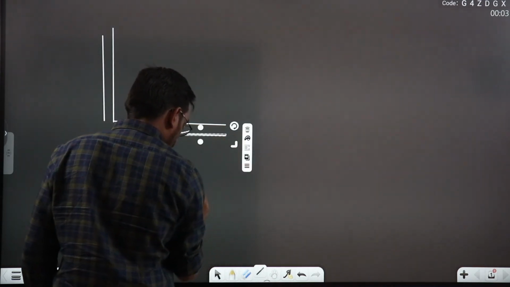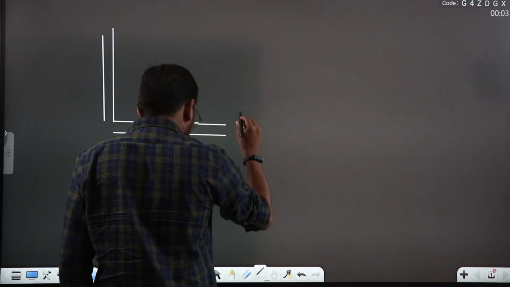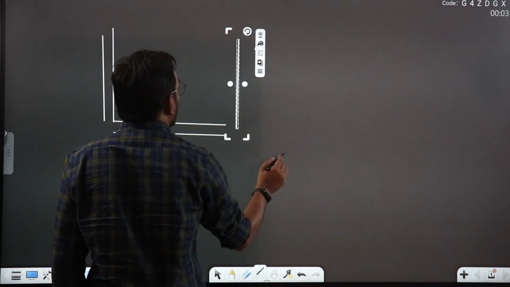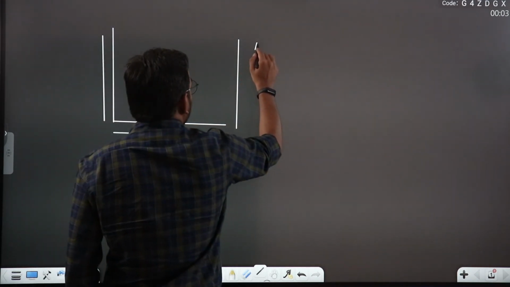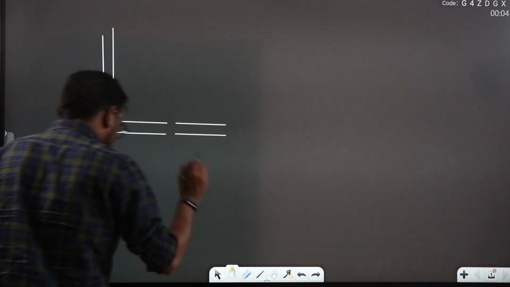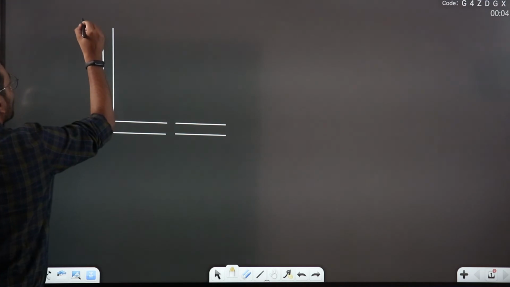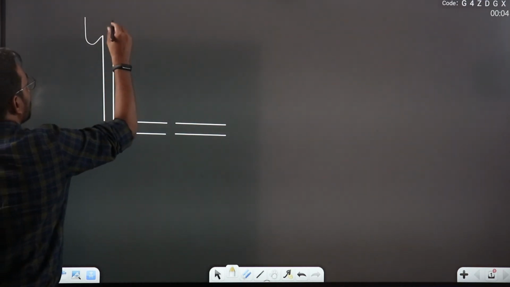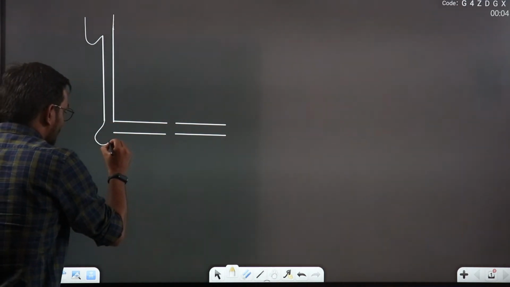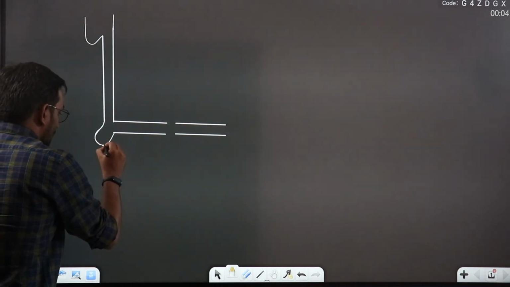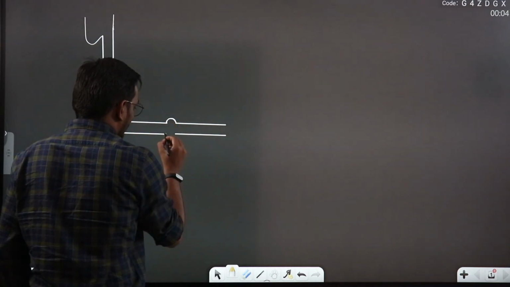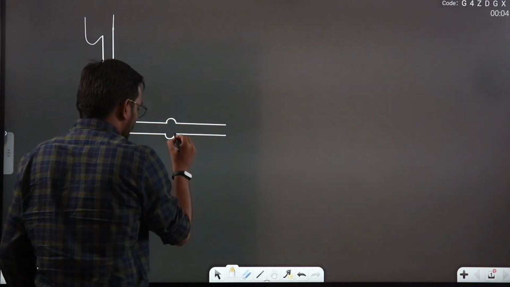This is the runner. This is a cavity. It will be extended up to here. Here we have a skim bob shape, something in between we have this shape. Each of these elements has a specific function. We will discuss it in detail.